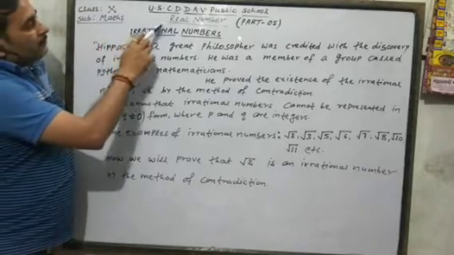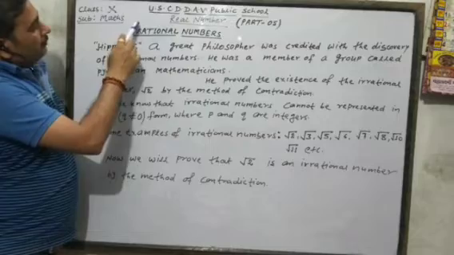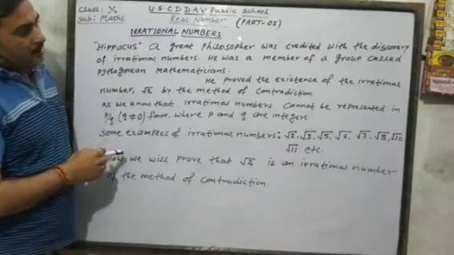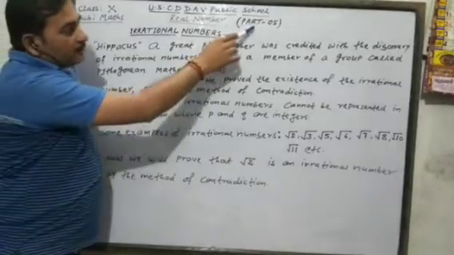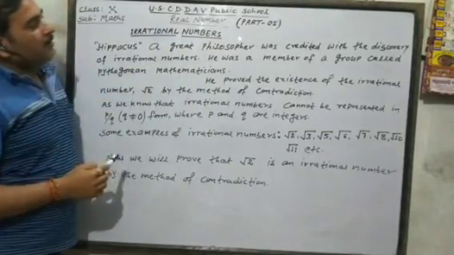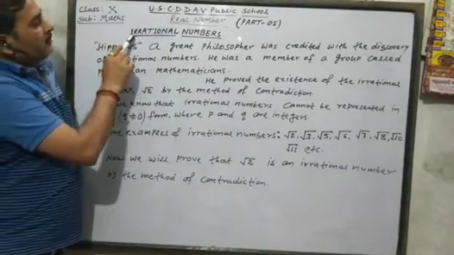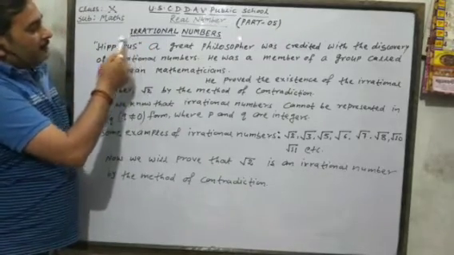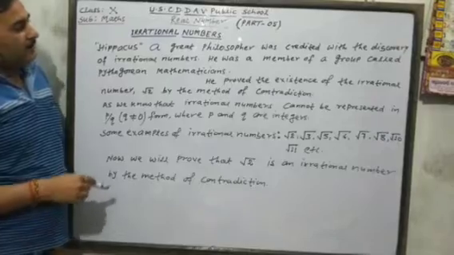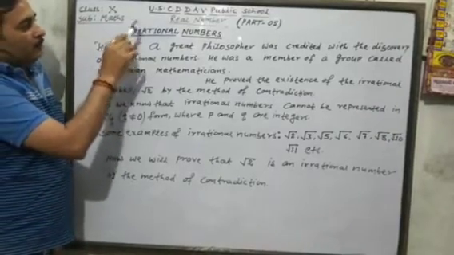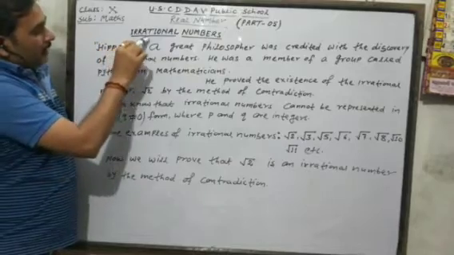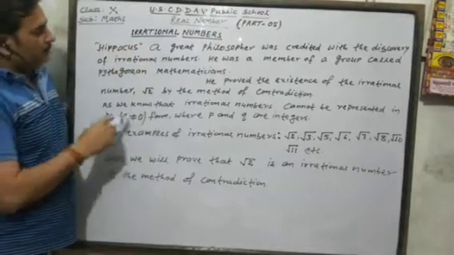Today we are going to discuss another topic related to class 10th mathematics. Now your first chapter is going on. The chapter name is Real Numbers. This is part 5 of Real Numbers. We have already discussed irrational numbers. Now we have to discuss irrational numbers again.